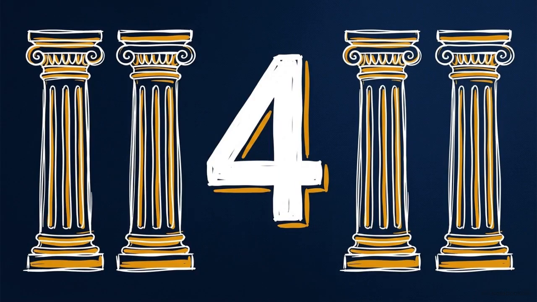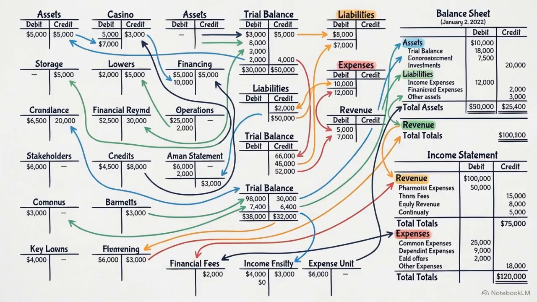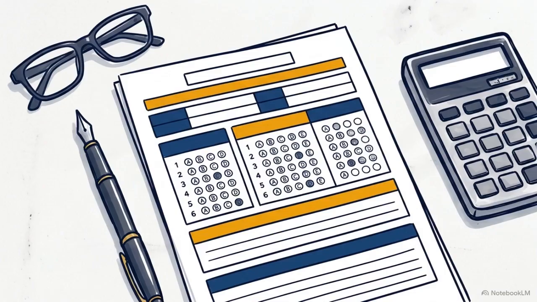This approach relies on 4 pillars: stating text formulas, defining variables, summarizing data in tables, and mandatory cross-referencing. Adhering to this layout creates a professional audit trail, providing the clarity examiners need to award the marks your technical knowledge has earned.